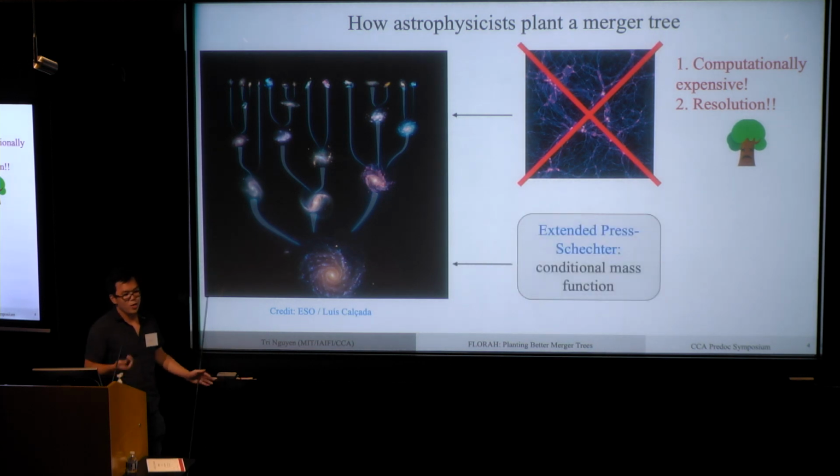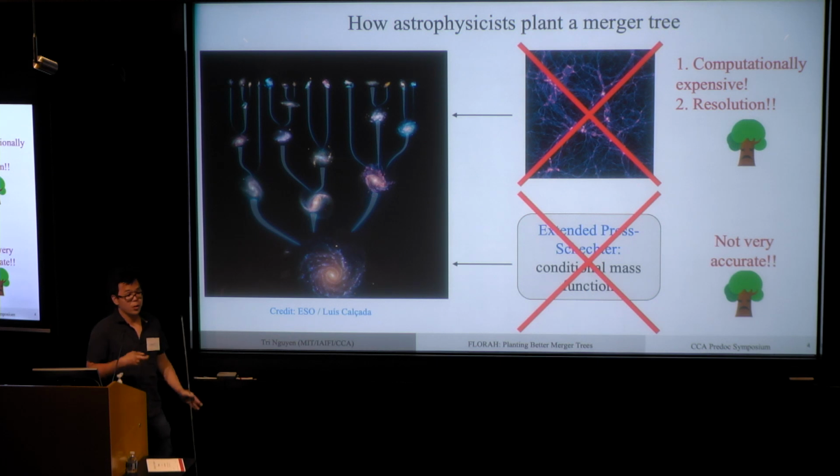And the other way you can do it is you can use a standard Press-Schechter algorithm, which models the conditional mass function. But to use the Press-Schechter algorithm, you have to make a lot of assumptions, and also they only take into account the mass. And we know that the formation of galaxies depends on more than just the halo mass. So this is not very good either. Projected trees are usually not very accurate.